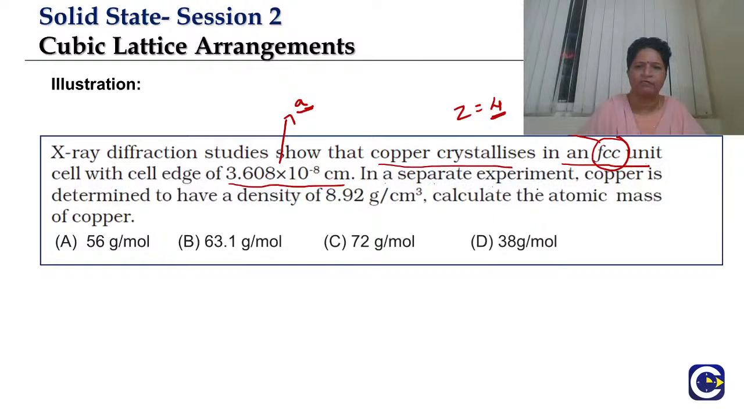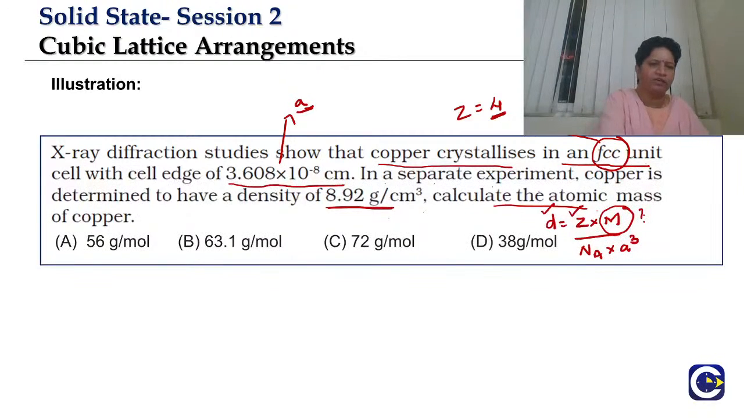In a separate experiment, copper is determined to have a density of 8.92 grams per cc. Calculate the atomic mass of it. How do we take it? Density is equal to Z into M by Avogadro number into a cube. We know D, we know Z. Z you will have to take based on what the unit cell is, and what we will have to calculate is M. So let's substitute and see what we will get.